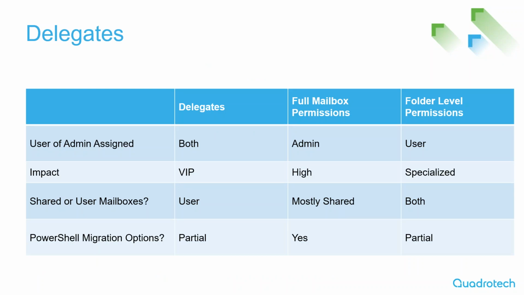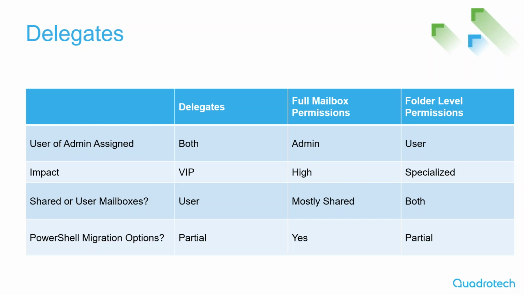We really have these categories. Are they user or admin assigned? For delegates, it's both, although typically user driven. For full mailbox permissions, it's admin driven. That's not available to the user, and that actually makes it a little more complex because they can't audit it themselves. And folder level permissions, typically user driven, and admin could obviously open the mailbox, add themselves to have rights, open the mailbox and set it up, but usually that's user driven.